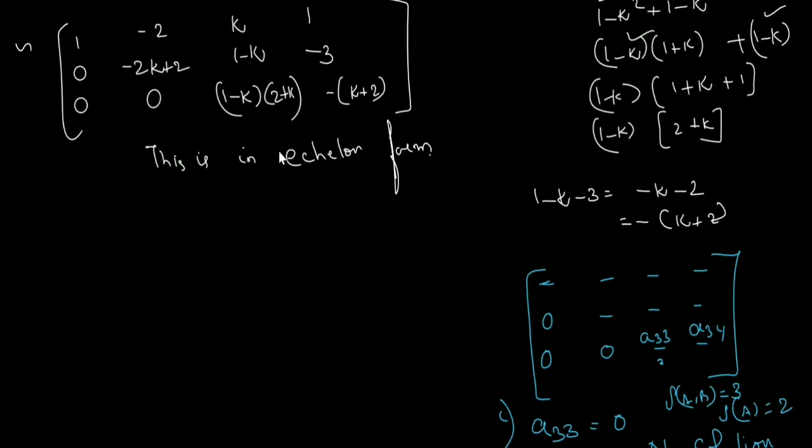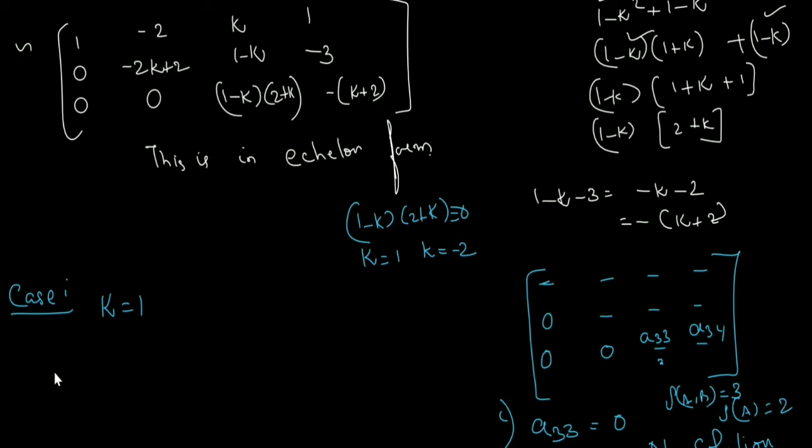So now you get two values here. Put 1 minus k into 2 plus k equal to 0. You get k is 1, k is equal to minus 2. So let us take case 1. If this is 0, when will this become 0? When k is 1. When k is 1, this will become 0. This A33 is 0.